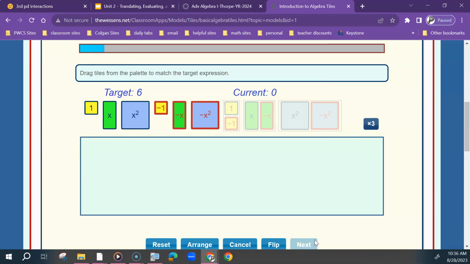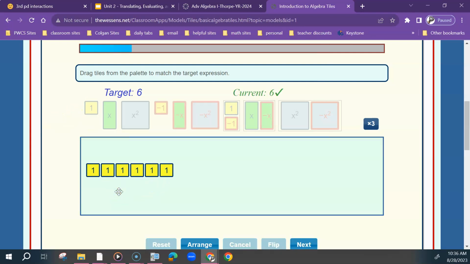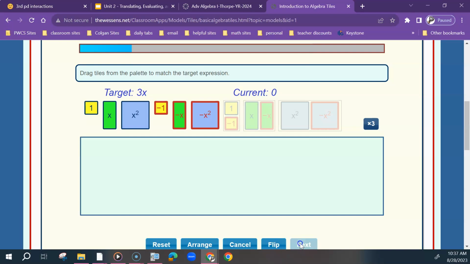What about 6? How would I model 6? Squares, which ones? The positive, which squares? Smaller ones, the positive ones. So you need 6 of those. Get those out. So if you had 6 ones, that would model a 6. So Max, you can draw them out, but you also have the tiles too. Right. We just did this one, so I'm going to skip that one.